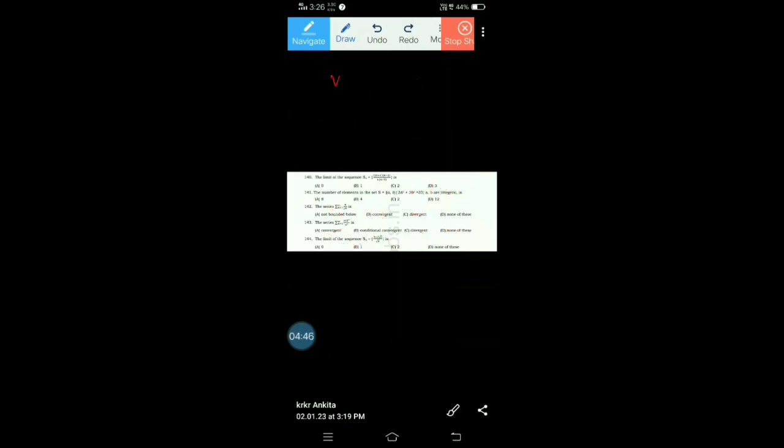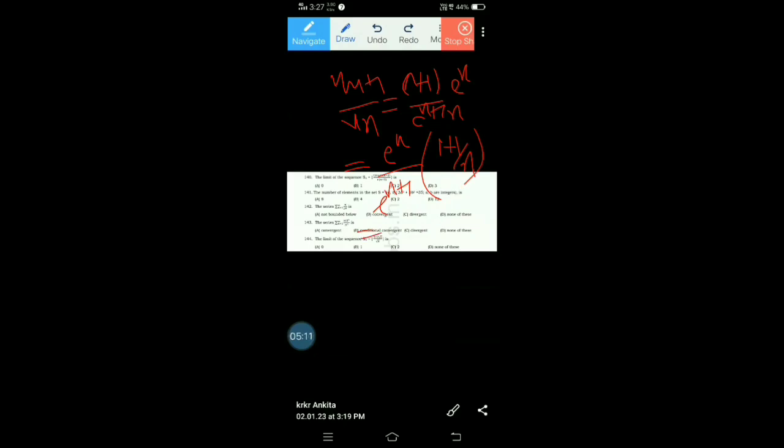Or we can use un plus 1 upon un. So we get un plus 1 upon un as n plus 1 upon e raised to n plus 1, into e raised to n upon n, which is 1 upon e into 1 plus 1 upon n. The e raised to n terms cancel out, so only 1 upon e into 1 plus 1 upon n remains.